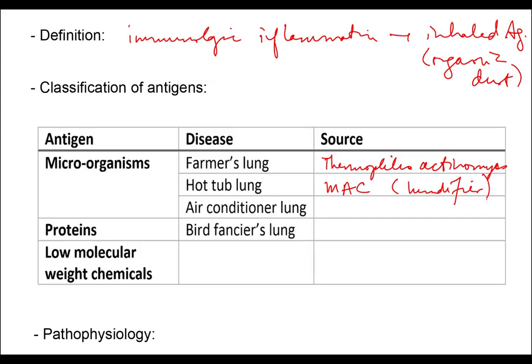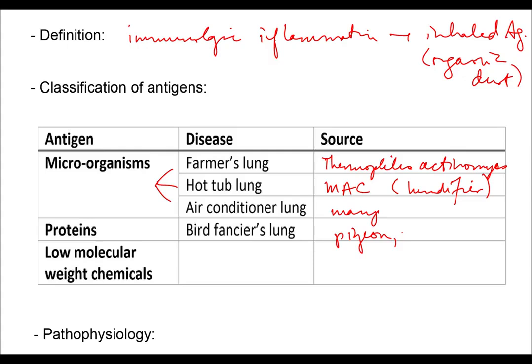And then the last group that we're going to see is air conditioner lung, and boy, there are many, many different types of organisms that grow in that humidity. So when you're saying to yourself, which are the microorganism-related diseases, these are the three that you're going to see in practice. When we talk about proteins, these are mostly going to come from animals, and obviously there are lots of animals involved here. But by far the commonest is going to be bird fancier's lung, and so anyone that has things like pigeons or parakeets or budgies or canaries, these antigens come off the feathers and the feces, and then these patients get the inflammatory response.